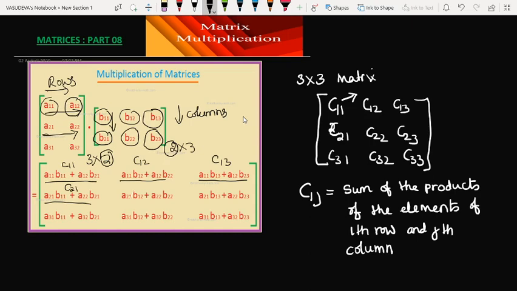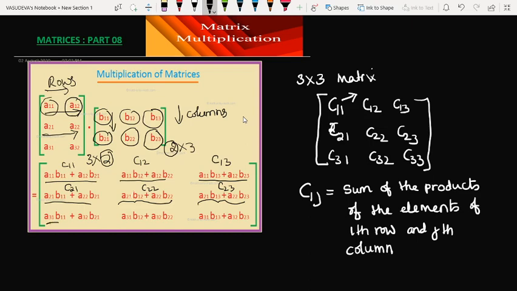So this element is C22. That is A21 into B12. That is the second row and the second column of the second matrix. A21 into B12 plus A22 into B22. Now that is over. Then taking C23, the sum of the products of the elements of the second row and the third column. So A21 into B13 plus A22 into B23.